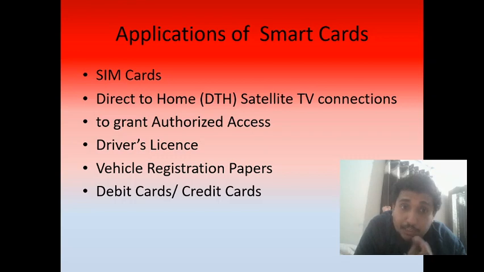Similarly, say for example, a very secret facility, let us say a government facility like a top secret nuclear facility or something, where only a few people can get access, or a corporate company which wants to give access to certain important projects only to a few people. In such cases, these smart cards can be used. Only those who insert a smart card can enter into the room, etc.